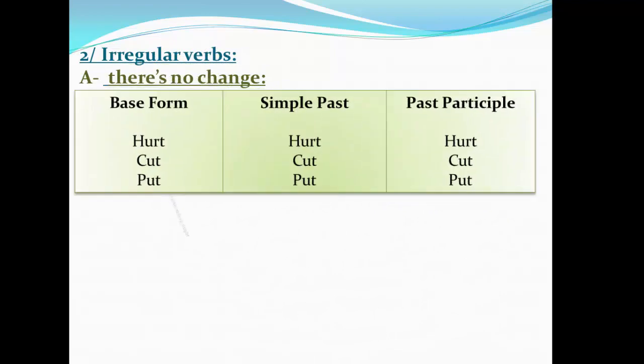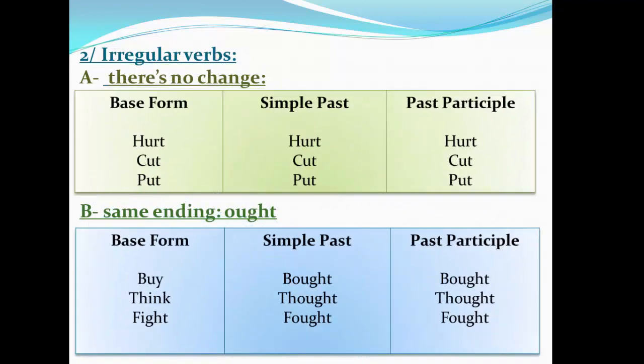Let's see now irregular verbs. There are many categories of irregular verbs. The first one, or the first example, there is no change in the spelling of the verb. Like hurt, hurt يعني يجرح.